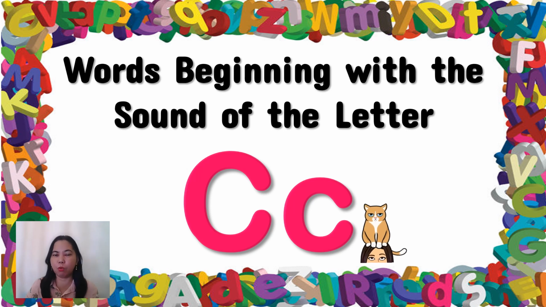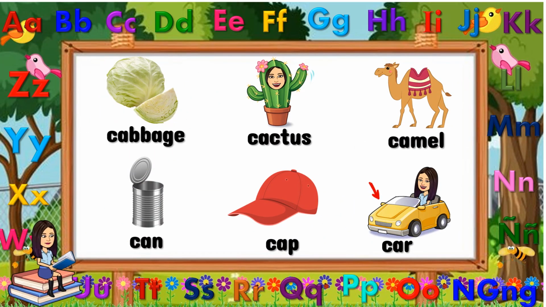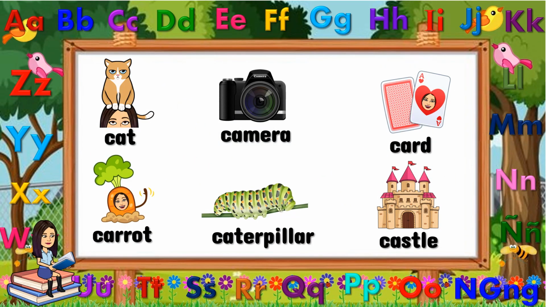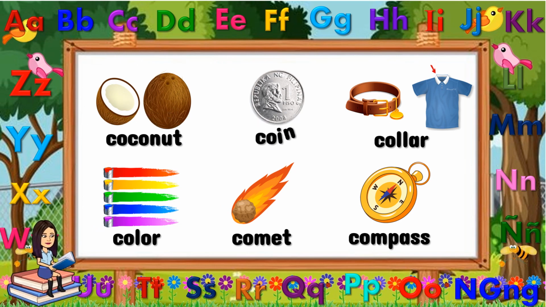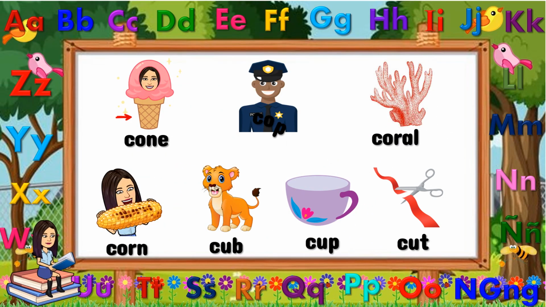Once again, these are the words beginning with the sound of the letter C. Cabbage, cactus, camel, can, cap, car, cat, camera, card, carrot, caterpillar, castle, coconut, coin, color, comet, compass, cone, cup, coral, corn, cub, cap, cat.